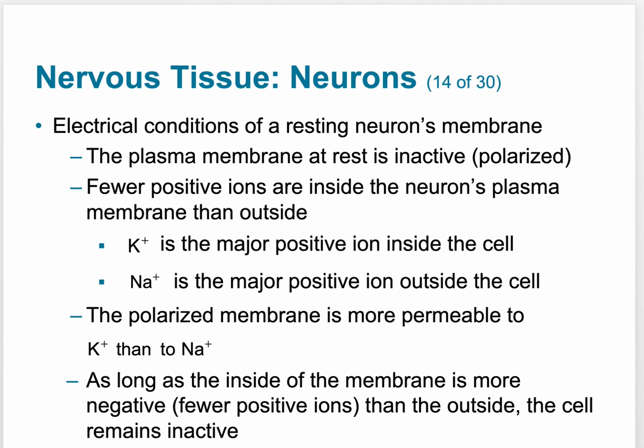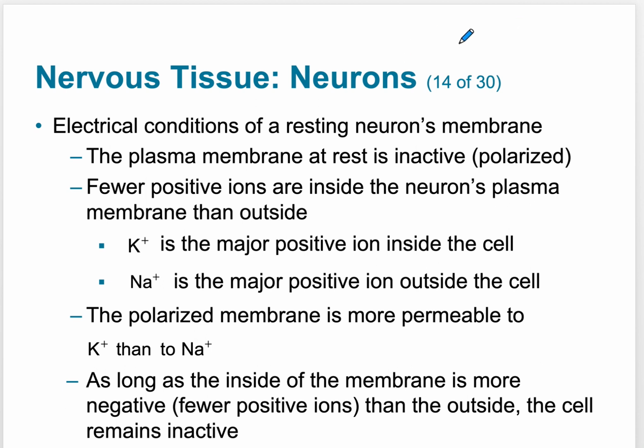So let's review this. Hopefully this won't take too long because, like I said, we've already talked about all of this. This is why I hammered it pretty hard in muscles, because I knew we'd be learning the same process in nervous tissue, which makes it nice as a review. So it says electrical conditions of a resting neuron's membrane. When the membrane is at rest, what does it look like?